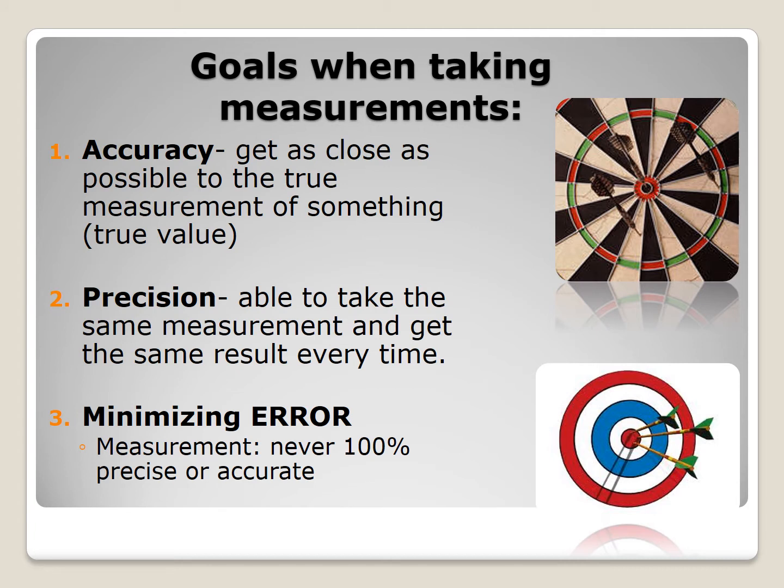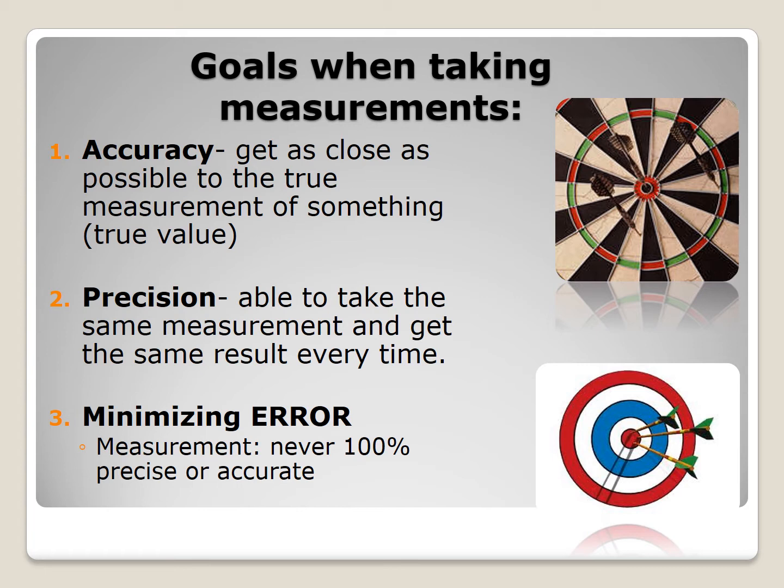Goals when taking measurement, meaning why we're doing measurement, or why we need measurement. The first thing, guys, we need accuracy: getting as close as possible to the true measurement of something, the true value. Precision: being able to take the same measurement and getting the same result every time. So guys, accuracy and precision go hand in hand. In order for us to have an adequate or correct measurement, we need to have accuracy and precision, guys.